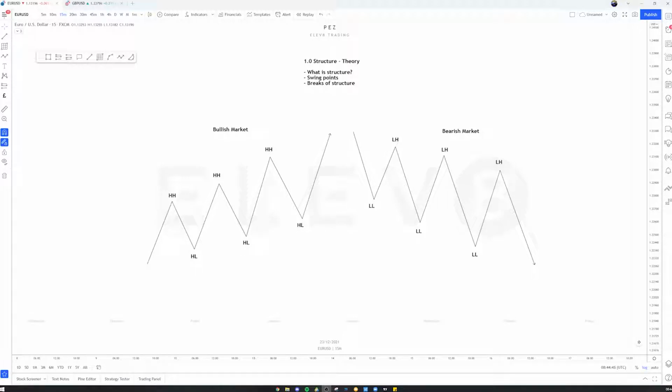We're going to be discussing what structure is and how we can map it. Structure is the most important tool in our arsenal when it comes to identifying which direction we're going to be trading in and which direction the market is moving, so we can decide whether we're pro or counter trend.